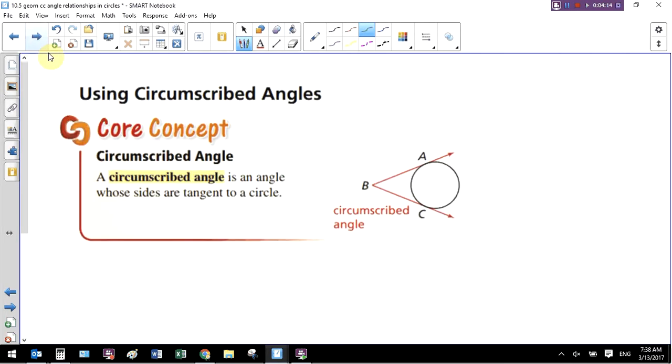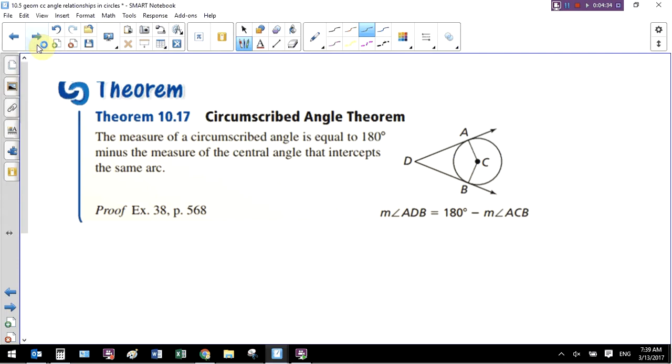Circumscribed angle. A circumscribed angle is an angle whose sides are tangent to a circle. So the circumscribed angle is where 2 tangents are creating that angle. The measure of a circumscribed angle is equal to 180 minus the measure of the central angle that intercepts the same arc. So we're talking about tangents now. So we have a central angle.